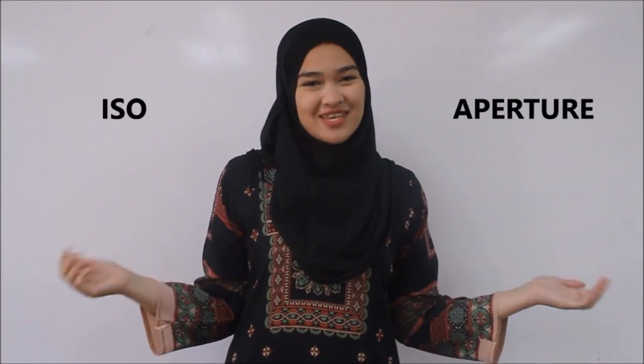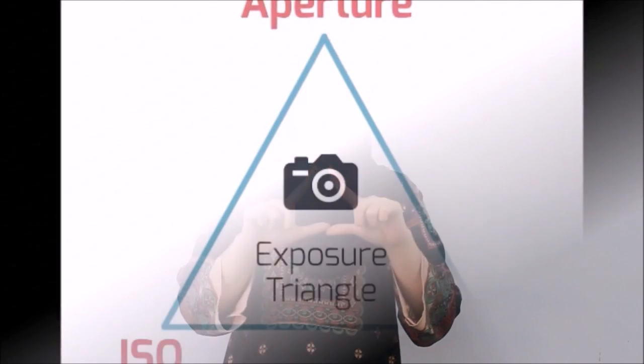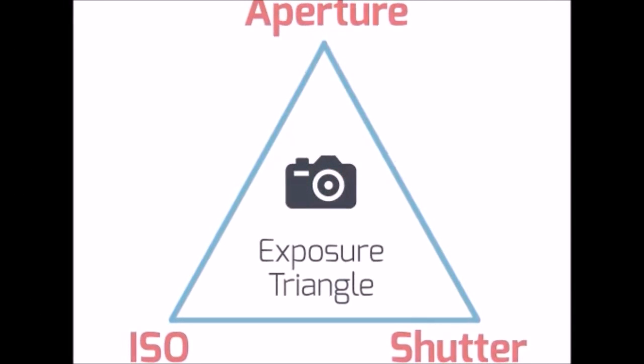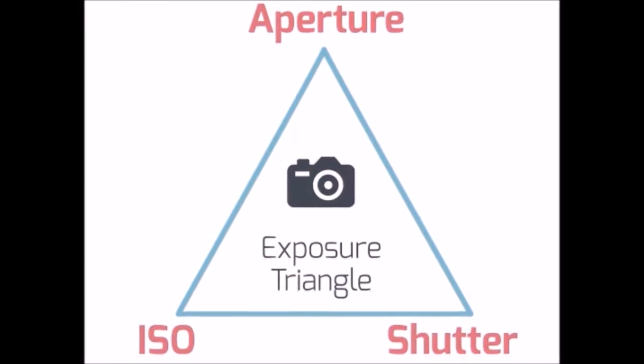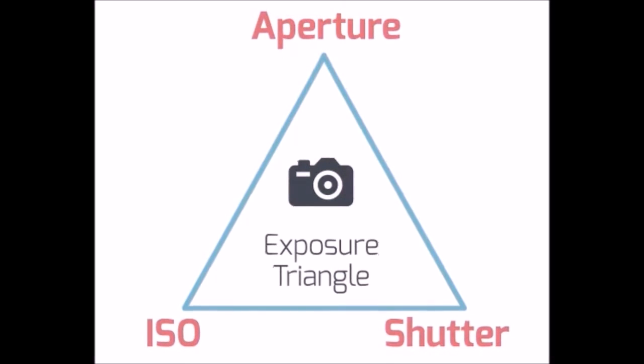Remember, there are two other elements besides shutter speed, which are ISO and aperture. This is called the exposure triangle. As you change shutter speed, you'll need to change one or both of the other elements to compensate for it.